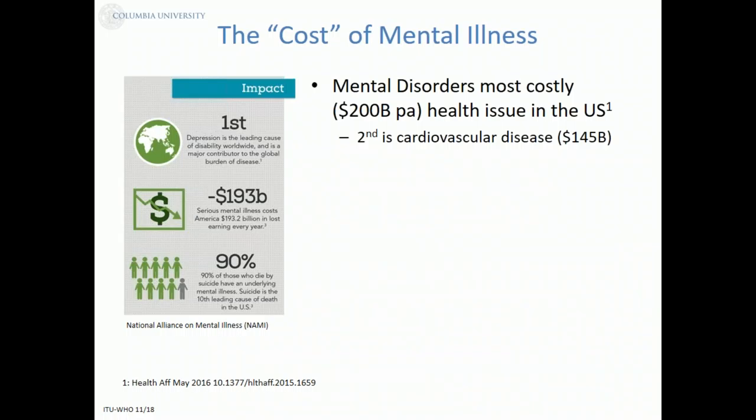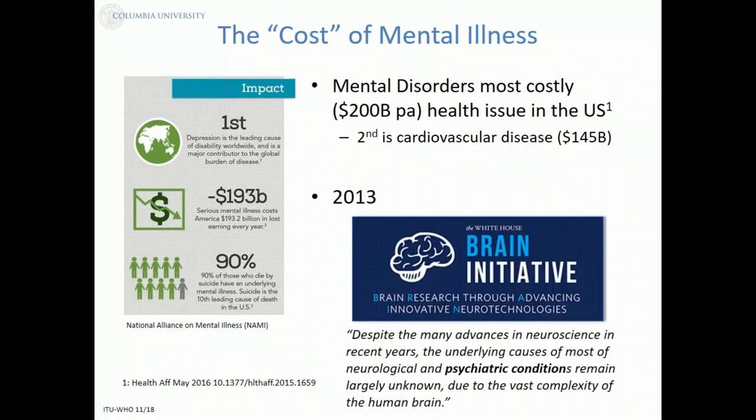Anyway, so mental illness itself, if you think of the cost of mental illness, these are numbers just for the U.S., it's really the most costly disorder or disease that we're confronted with. Number two is cardiovascular disease. And therefore it has quite a bit of economic cost. It's got cost in terms of quality of life, morbidity, and even mortality.